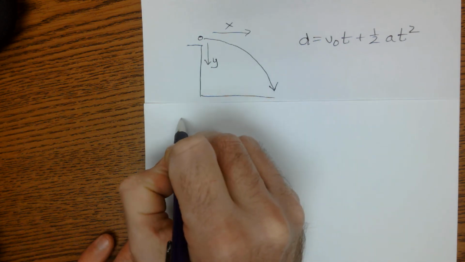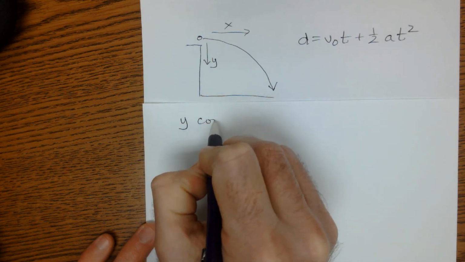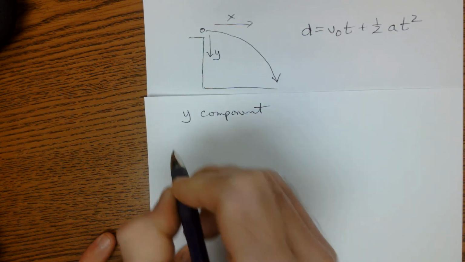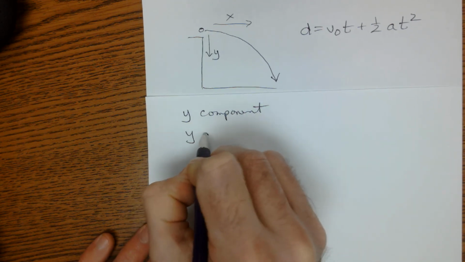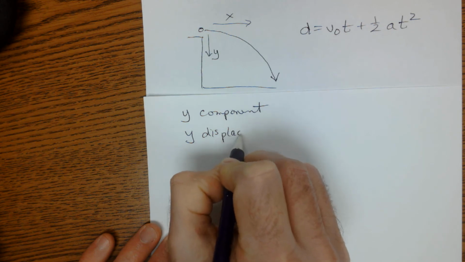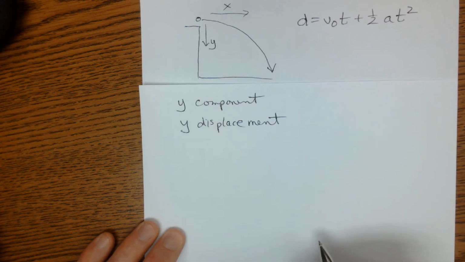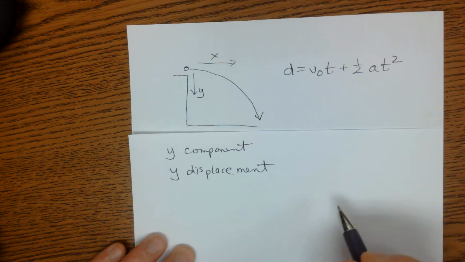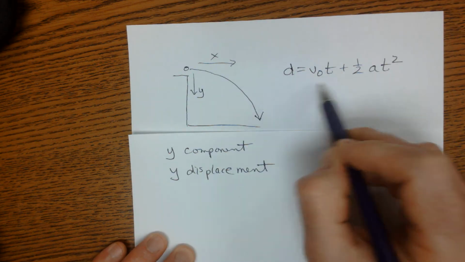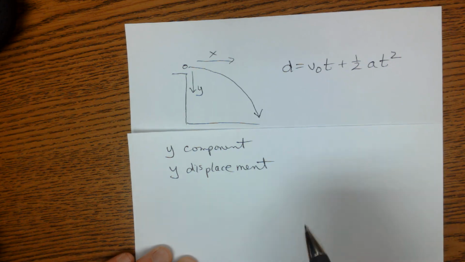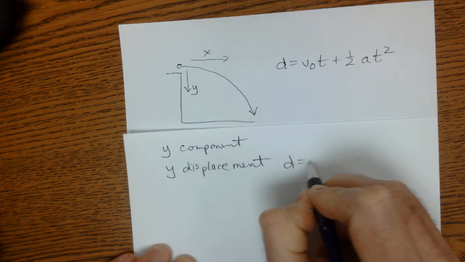So let's deal with the y component. And let's figure out how to do the y displacement. How high is the projectile going to go in the y direction? And how do we use this formula, which is a really basic formula we talked about in linear motion, to just deal with that y component? So let's just rewrite the formula down here.